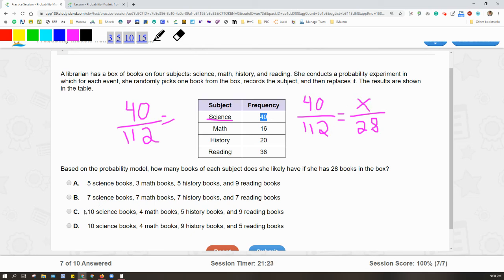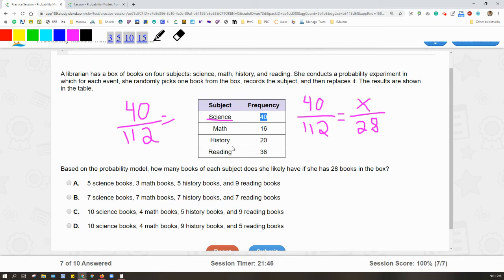So two of these choices say that there are 10 science books, C and D. Now we have to look at the other choices and figure out which one's which. They both say 4 math textbooks, so looking at math isn't very useful. But C says there are 5 history books and 9 reading books, whereas D says there are 9 history books and 5 reading books. Do we have to do our probabilities and look at our fractions to figure out which one's right? No, let's just use a little bit of common sense.